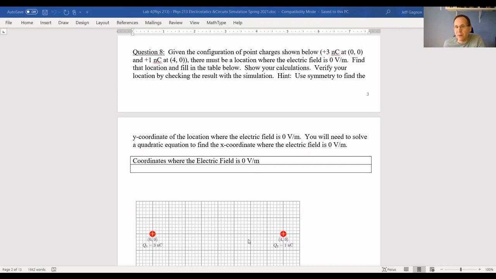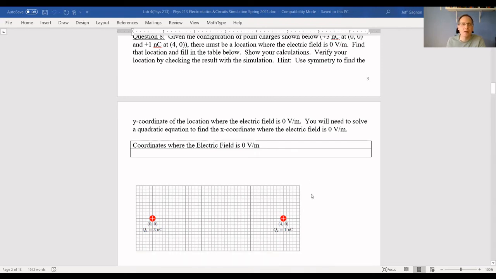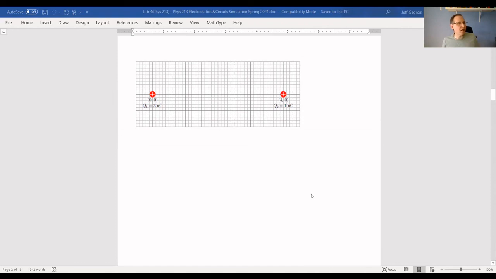So I want you guys to find that location. Find where the electric field is 0. Give me the coordinates where the electric field will be 0. Okay, so that one you have to think about a little bit. You're going to have to solve this. Show me your calculations, and then just give me the coordinates in this table here. Okay, so that's it for the first part.